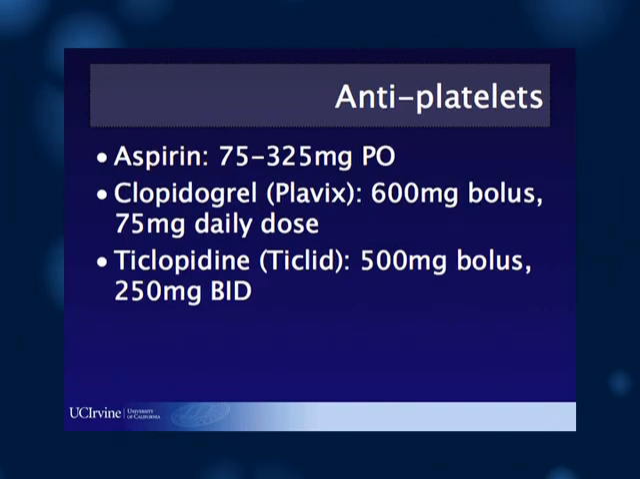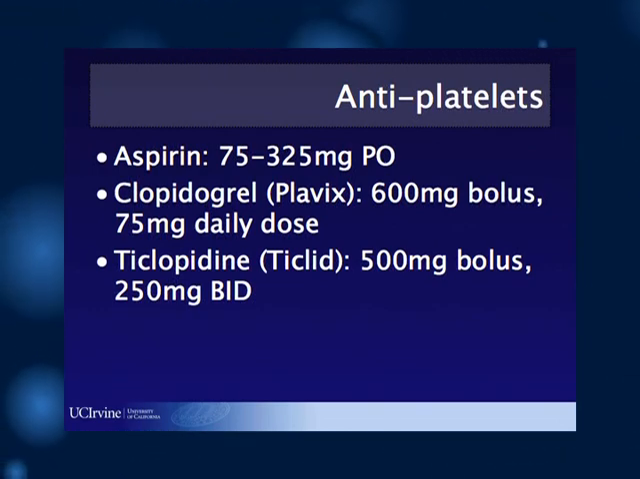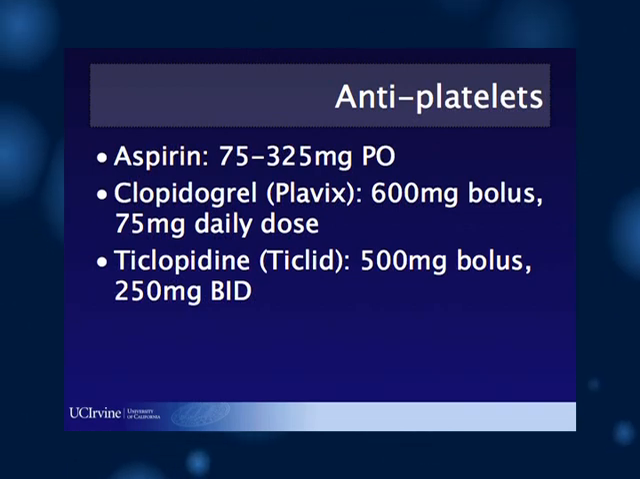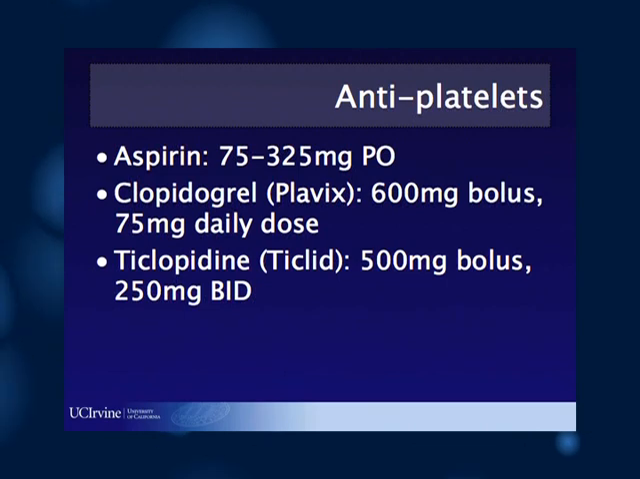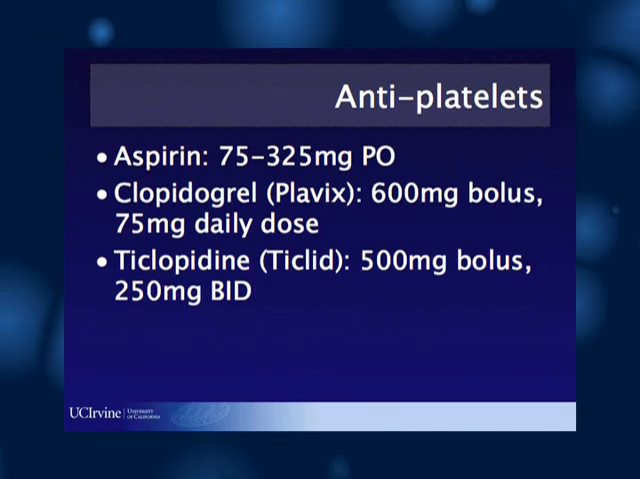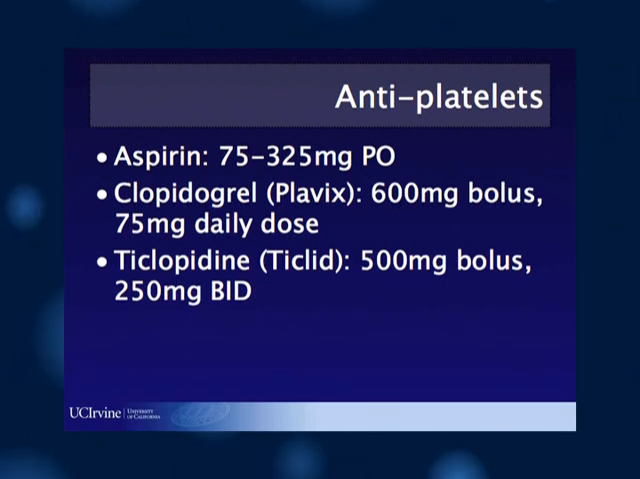Antiplatelet agents commonly used in the cardiac cath lab include aspirin in doses of 75 to 325 milligrams daily, clopidogrel, also known as Plavix, 600 milligram bolus loading at the time of angioplasty with a 75 milligram daily dose thereafter, or alternatively ticlopidine, also known as Ticlid, 500 milligram oral loading dose with 250 milligrams orally BID. The preferred drug in 2010 is now clopidogrel.